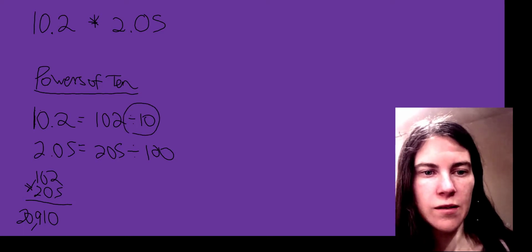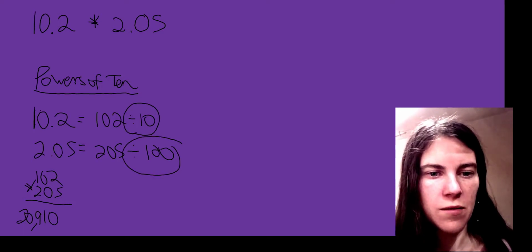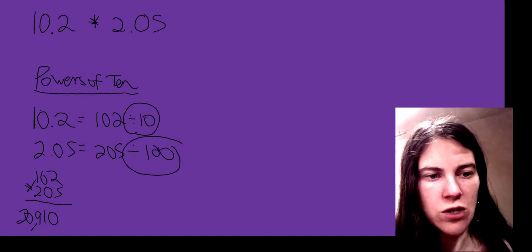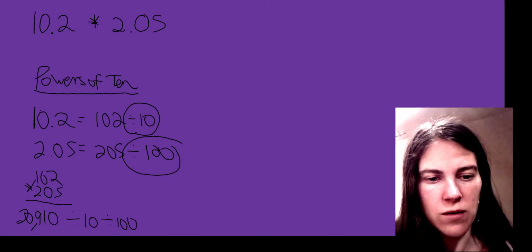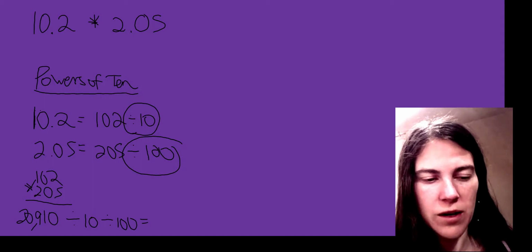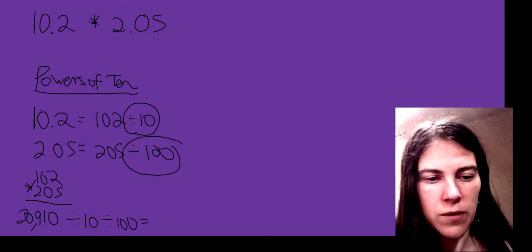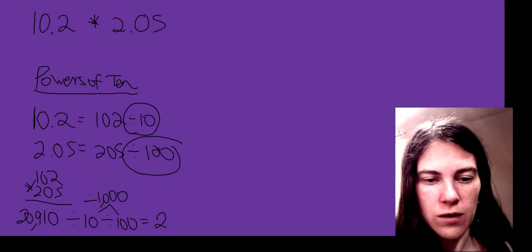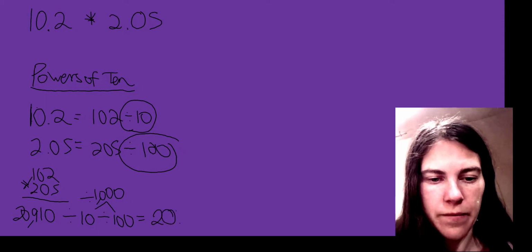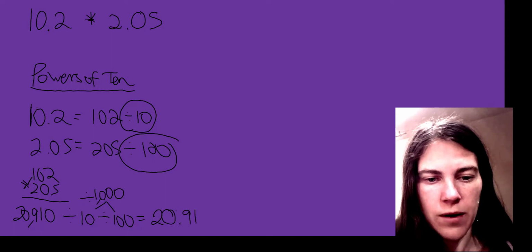but I divided by 10 and I divided by 100 in order to get these decimals. So now I'm going to take this whole thing and divide by both of these. I'm going to divide by 10 and divide by 100 to get those decimals back in my problem. In other words, I'm going to divide by 1,000. So 20,910 divided by 1,000, that makes 20.91.